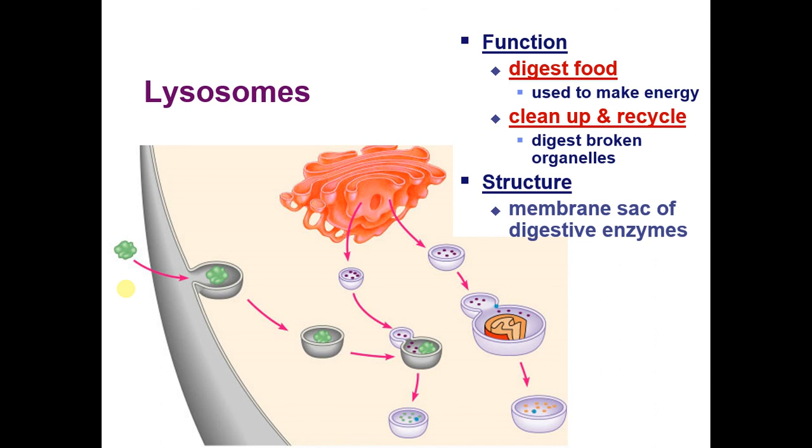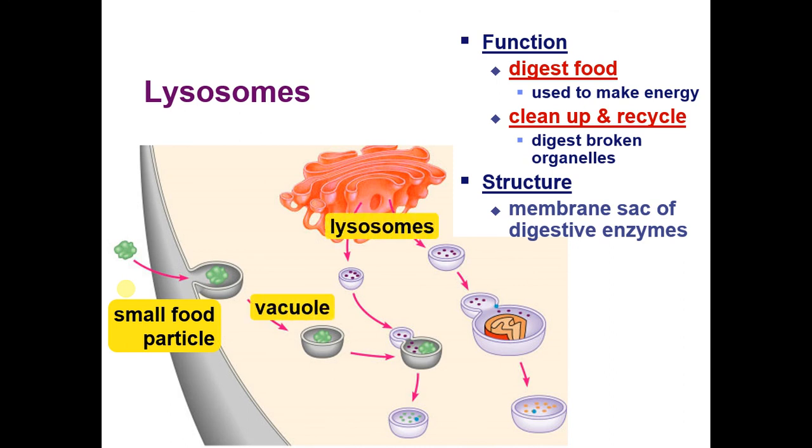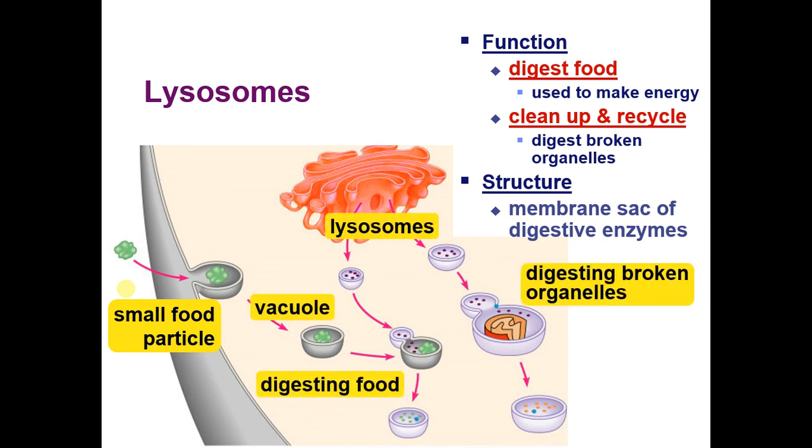And so just like vesicles, they're made up of membrane-bound sacs, but they have special digestive enzymes to break up food and break down old organelles and dead material, or possibly, like in white blood cells, invading pathogens. So here's kind of a picture of those lysosomes breaking down food or other waste products.